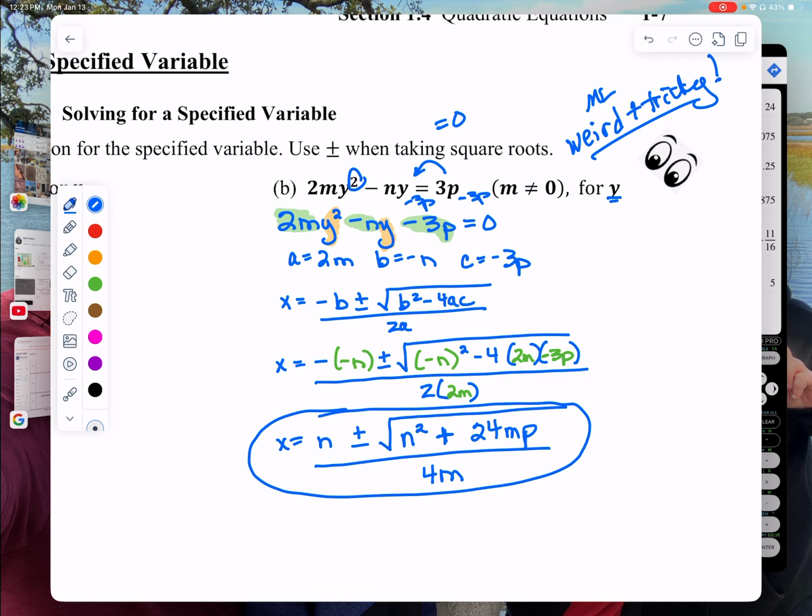All right, we are done with section 1.4. So now try to do the practice and then demonstrate.